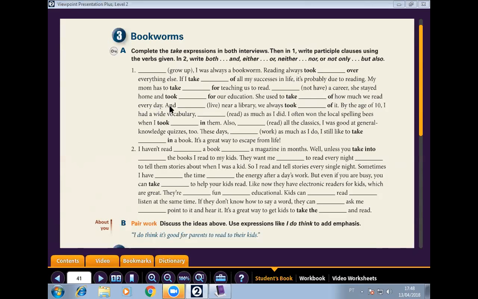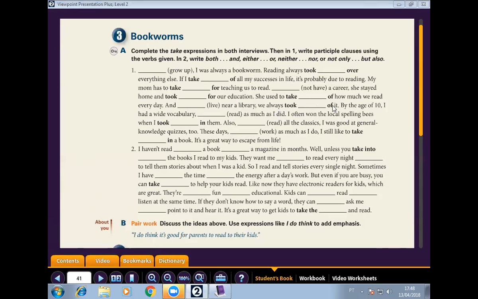And participle again. And living near a library, we always took advantage of it. So if you take advantage of something, you make use of it. It's because they used to live near a library, so they made use of this opportunity to read.